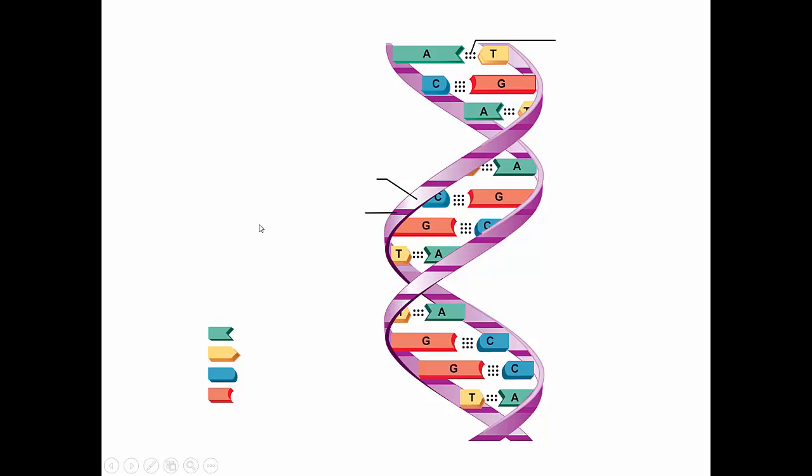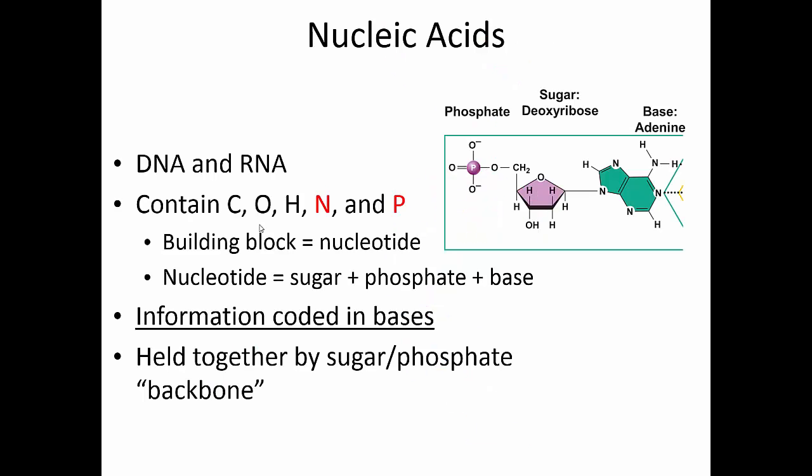Last but not least, in Chapter 2 is nucleic acids. This one that you're looking at right here happens to be deoxyribonucleic acid, or DNA. So there are two kinds, DNA, which I just said, and RNA, which is ribonucleic acid, and we'll go into the structural differences between the two in a couple of minutes.